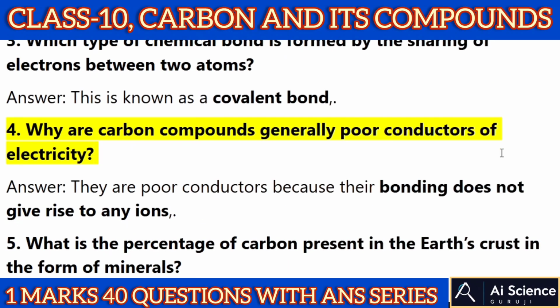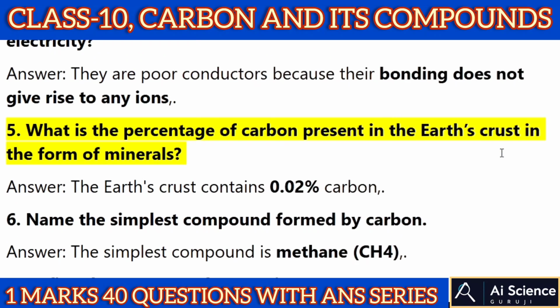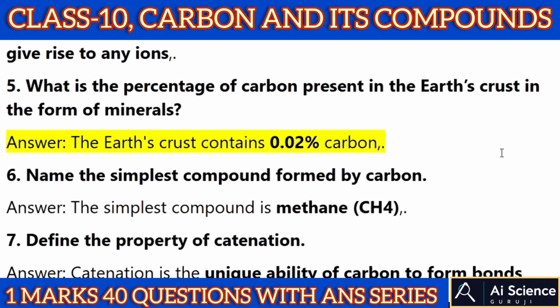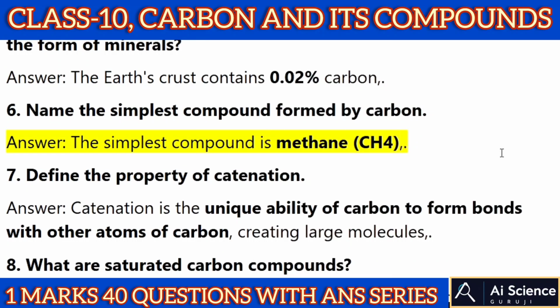4. Why are carbon compounds generally poor conductors of electricity? Answer. They are poor conductors because their bonding does not give rise to any ions. 5. What is the percentage of carbon present in the Earth's crust in the form of minerals? Answer. The Earth's crust contains 0.02% carbon. 6. Name the simplest compound formed by carbon. Answer. The simplest compound is methane, CH4.